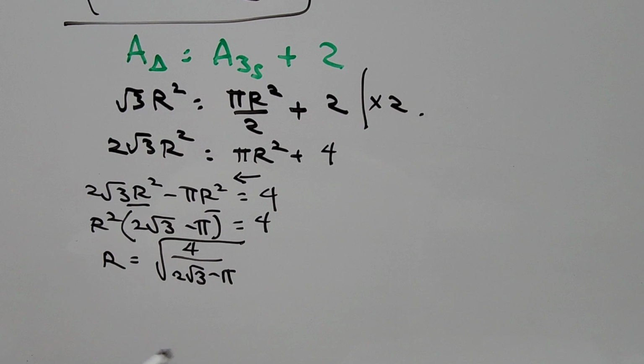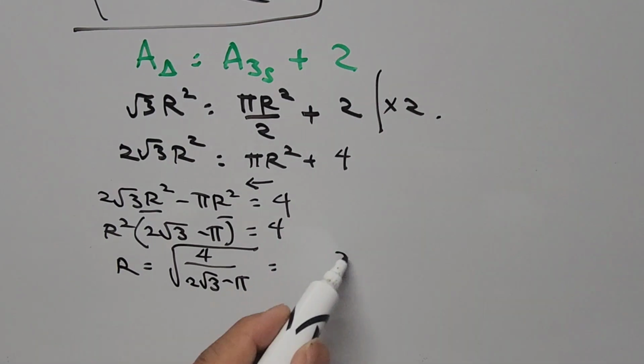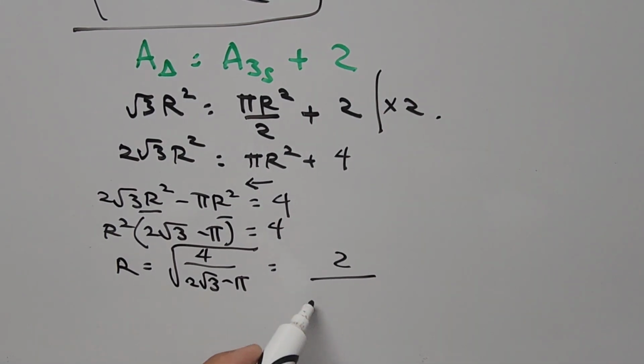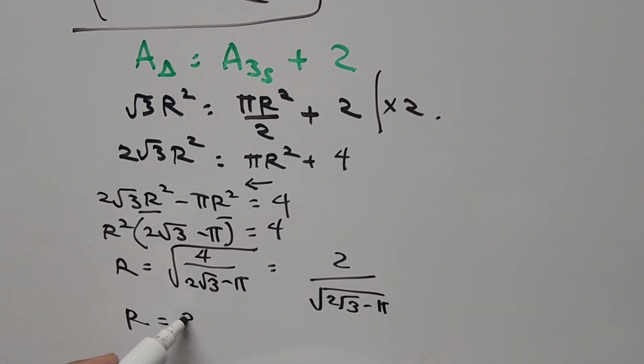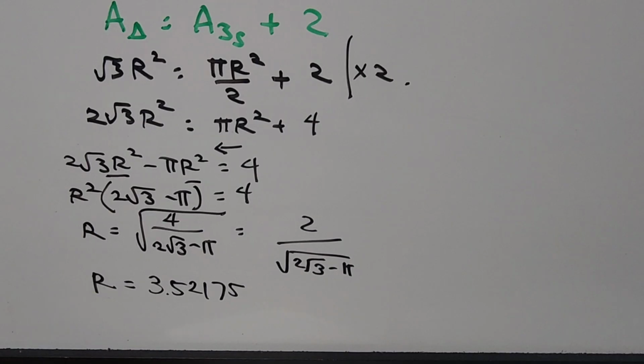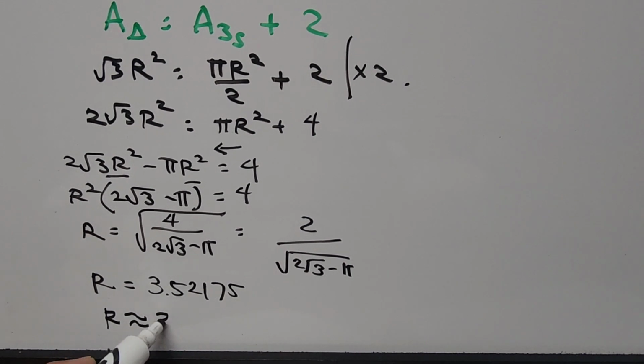Square root of that, or the same way, is equal to 2 divided by square root of 2 times the square root of 3 minus pi. So r is equal to, by using our calculator, 3.52175. And so r is approximately equal to 3.52 units.